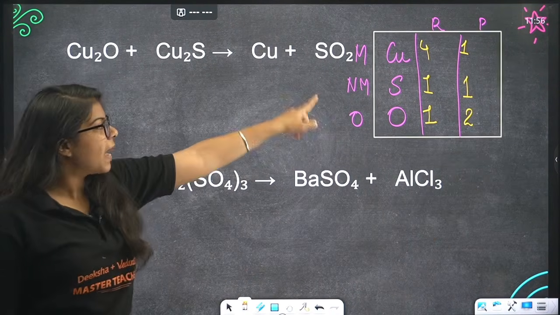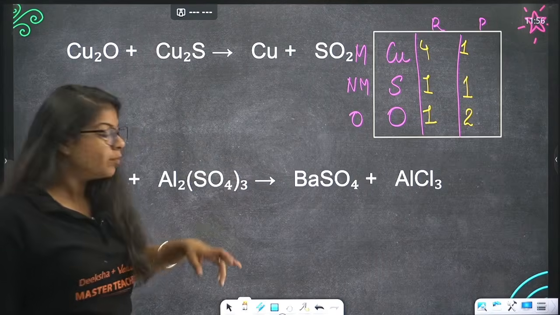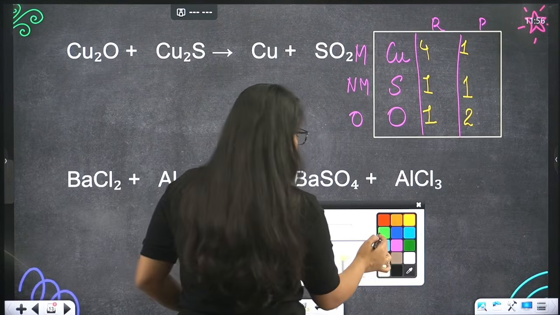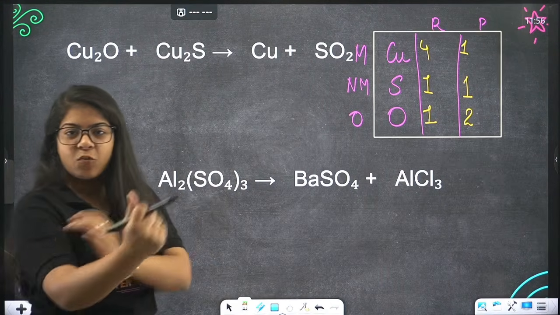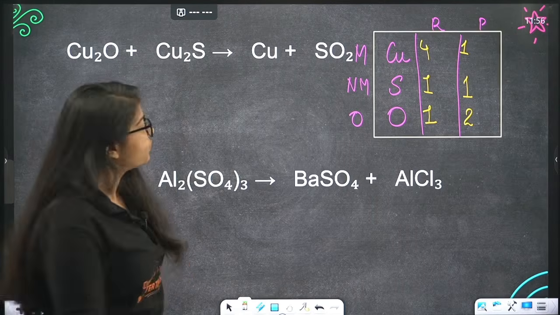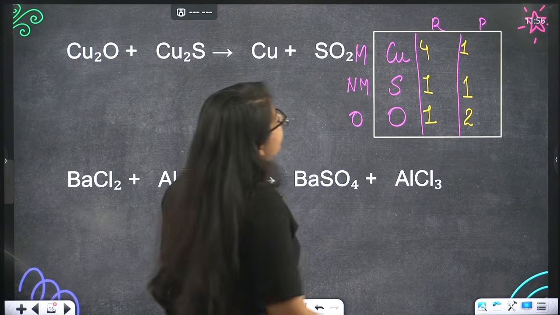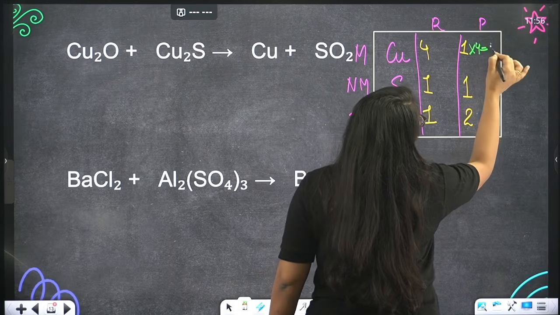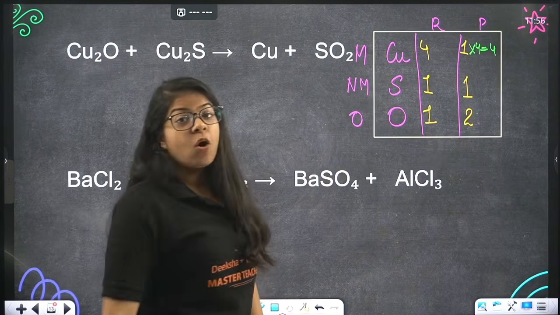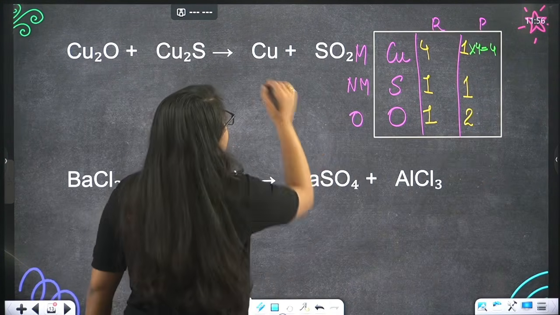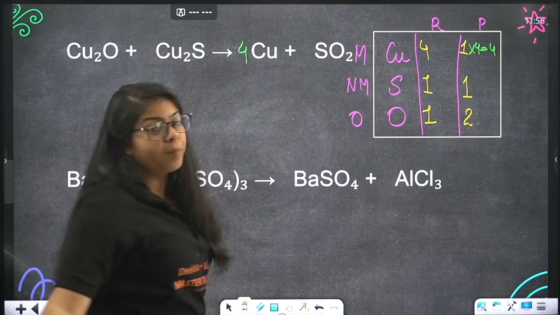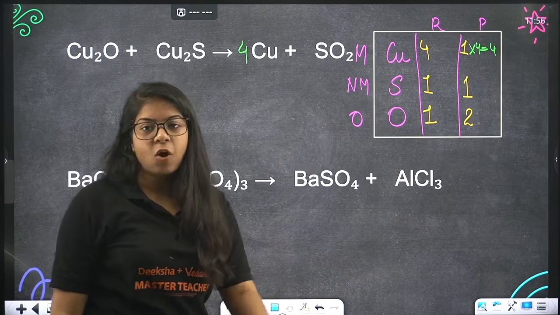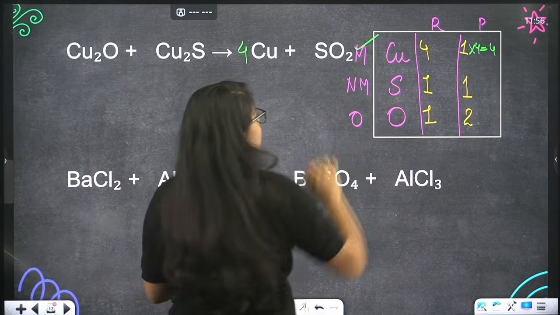So copper is unbalanced, oxygen is unbalanced. What will we do? Ma'am, we will try to balance it. Okay, now we know, right? So copper, beta, what will I do? I will multiply this one with 4 and 4 coppers will be there on the product side, right? So I will simply multiply this copper with 4. Done. Copper is balanced.